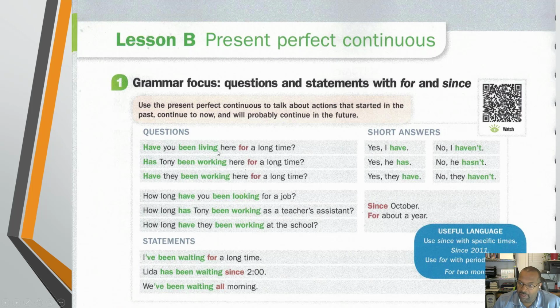Question. Have you been living here for a long time? Notice we used for. Have you been living here for a long time? Short answers. Yes, I have. Or the negative. No, I haven't. This next question is talking about somebody else named Tony, right? So notice the change. Has Tony been working here for a long time? Short answer, positive. Yes, he has. Short answer, negative. No, he hasn't.